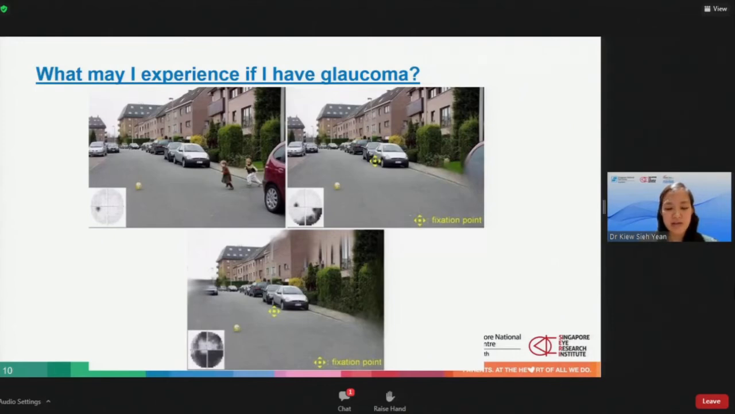Because the central area of vision is affected last of all, many people do not know they have glaucoma until it is very advanced. This is the reason why glaucoma is also known as the silent thief of sight, or the silent blinding disease.